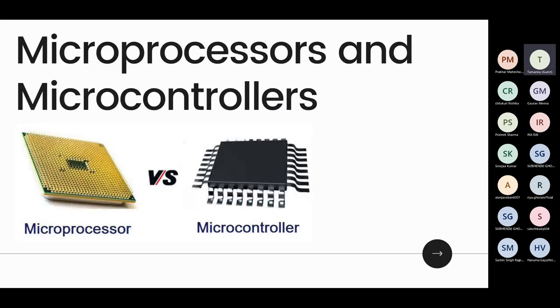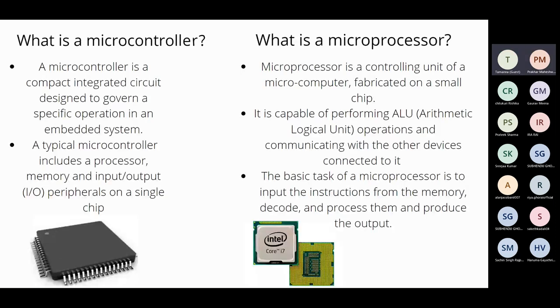So the first topic, microprocessors and microcontrollers. A microcontroller is an integrated circuit that performs a specific operation in an embedded system. A microcontroller usually consists of a processor, memory, and input-output peripherals on a single chip. Now we'll look at the microprocessor. A microprocessor is the controlling unit of a microcontroller.